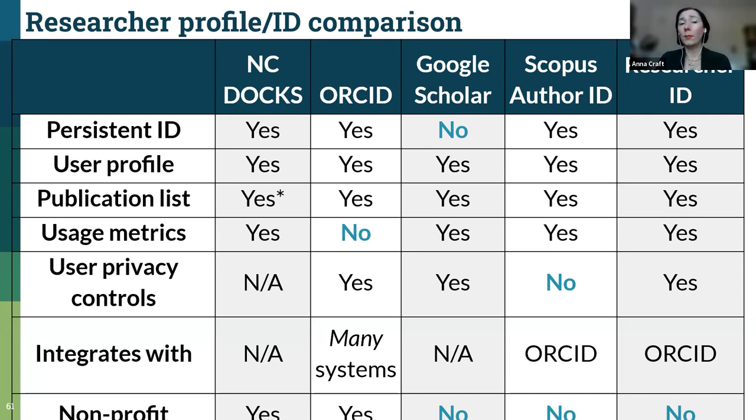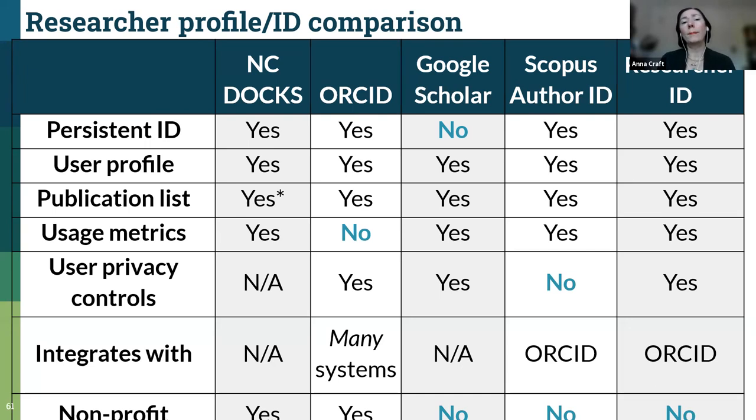All of them offer some kind of user profile. All of them have a publication list for you. NC Docs, of course, is the only one where your work will be openly accessible. They all offer some kind of usage metrics, except for ORCID. That's really not their thing. And all of them, except for Scopus, offer some kind of user privacy.